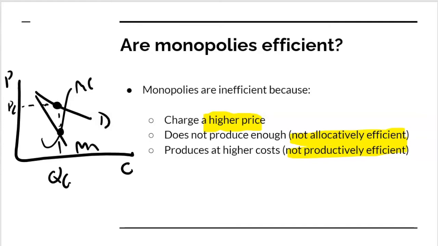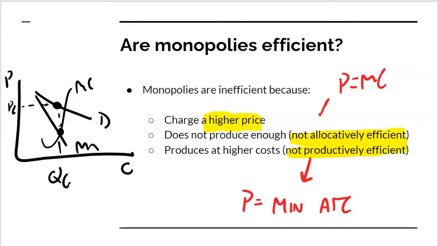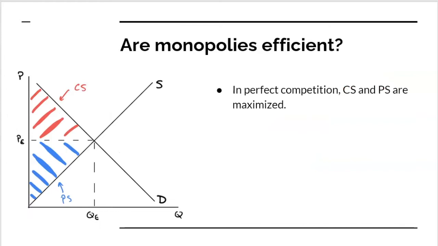Remember, allocatively efficient is just when price equals marginal cost, and productively efficient is when price equals the minimum of our ATC. On our graph, we know that the MR equals MC point, the profit maximizing spot, is not productively efficient and is also not allocatively efficient either. Because of that, monopolies are just entirely inefficient in the purely economic sense. And here, first of all, let's just take a moment to admire this graph that I made. I'm really proud of this.